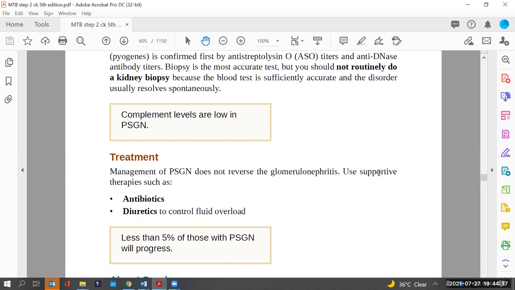You will give antibiotics to cover the infection, of course. You will give diuretics to control the fluid overload if it's there. But you cannot reverse the whole disease, because once the damage is there, the damage will be there. You will just stop the progression of the damage. Less than 5% of those with this will progress. You cannot stop that one, because once the damage has started, if the autoimmune system is activated and because of the deficiency of the complement system, the patient again and again will suffer the same problem. We will just support the patient with antibiotics and by decreasing the workload of the glomerulus by giving diuretics. We can't do much more here.